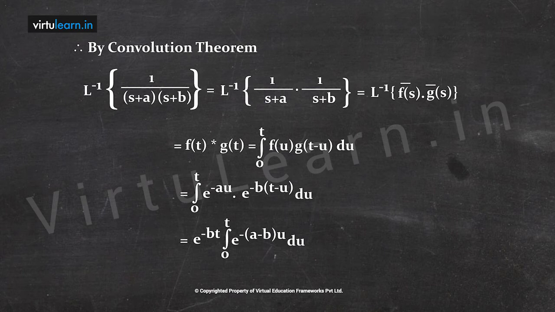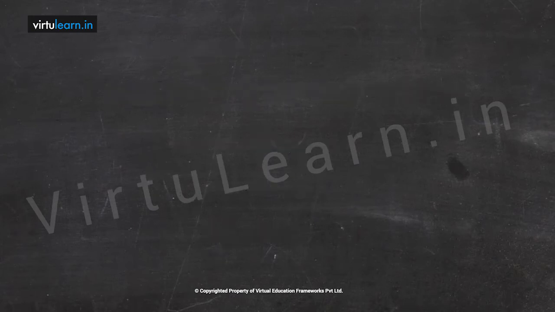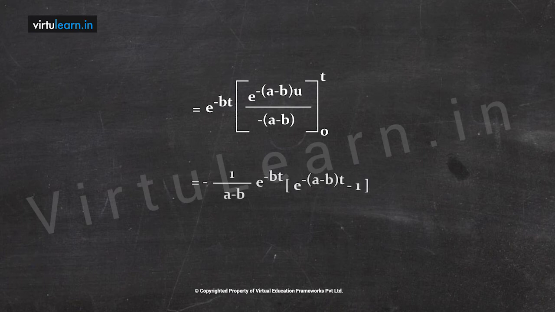Now do the integration: e power minus bt is outside, e power minus of a minus b u divided by the coefficient of u, which is minus of a minus b, right? Now take the constant outside and apply the limits. Upper limit is t and lower limit is 0. Minus of 1 by a minus b into e power minus bt. This whole part is constant. Now I am applying t: e power minus of a minus b into t.